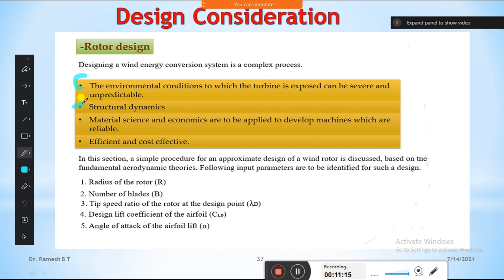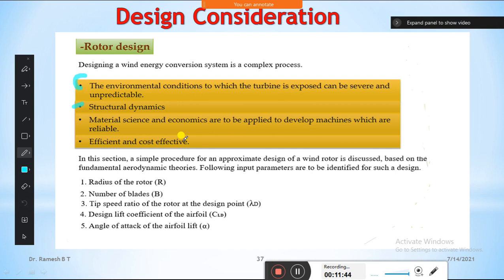So these things are going on. This is also a very complicated process, because you should reduce the price and also increase the strength. So it's a very challenging task. And efficient and cost effective means it should be efficient. We know that only 30 to 45% of the wind is converted into energy. So that efficiency we should increase by proper designing. So it's a very challenging task.